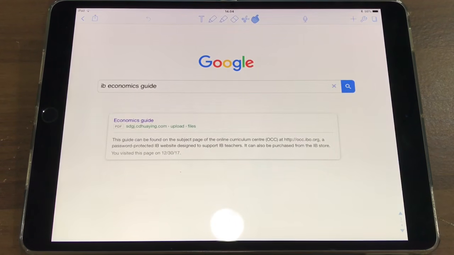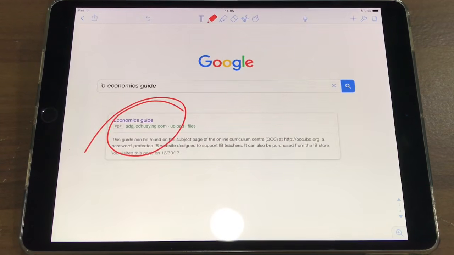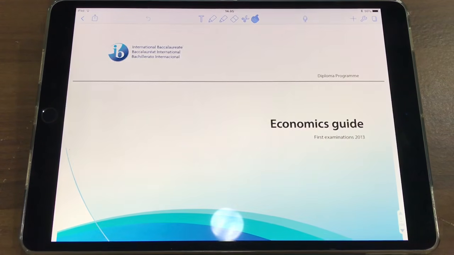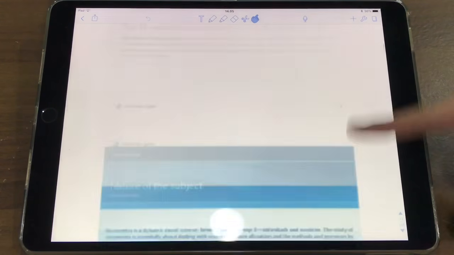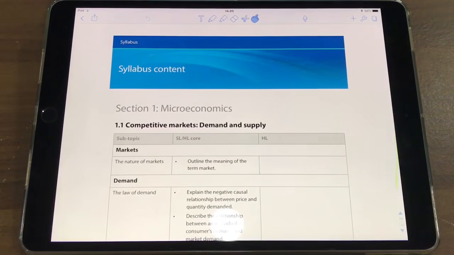In this case, I've used economics, and I'm sure some IB school somewhere has uploaded it to the internet without realizing it's available to the public. And you'll find a document like this. This is an IB subject guide, and what you want to do is scroll down to the point where it says syllabus content, and that should be right over here.